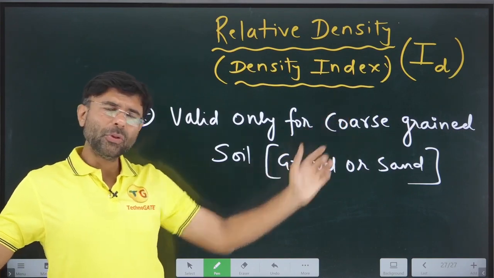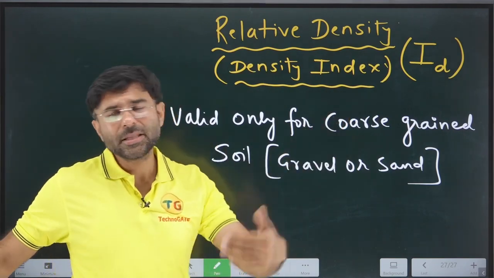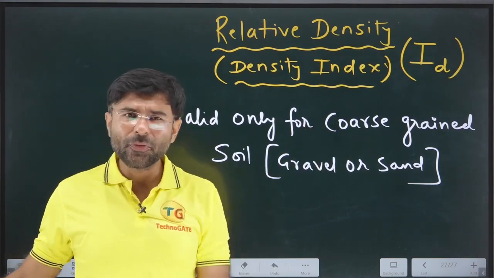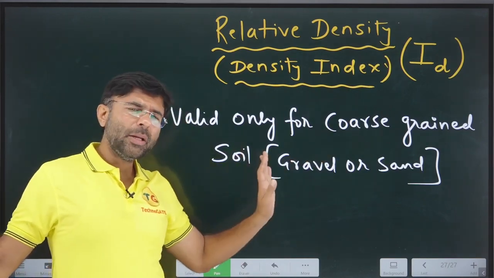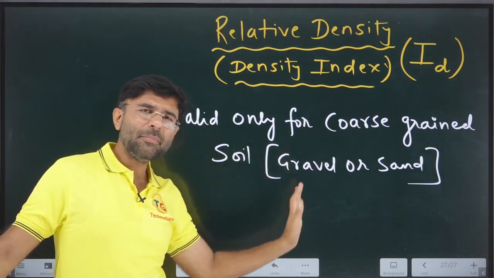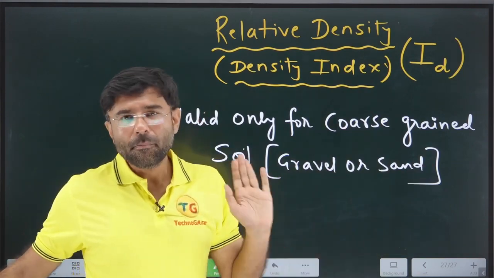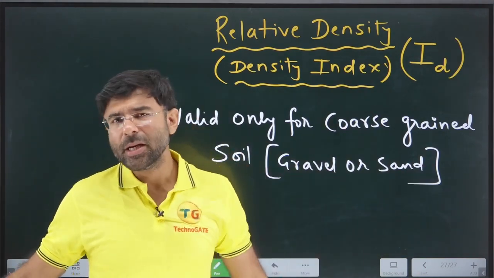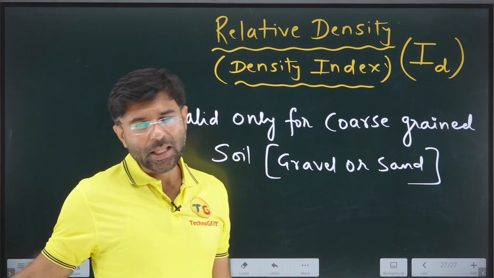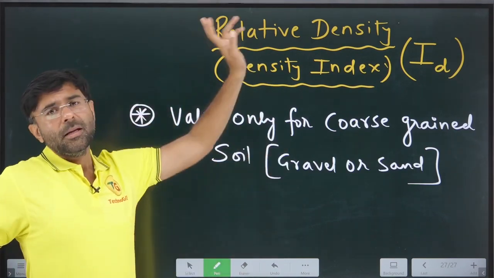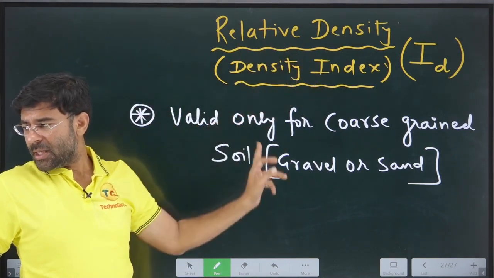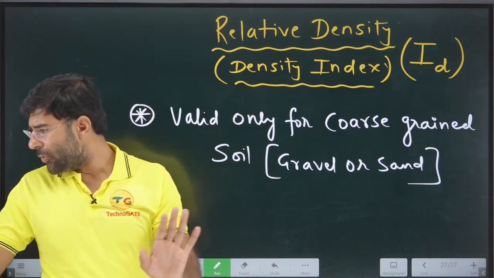The detailed meaning of coarse grained soil will be discussed in the next chapter, that is soil classification. As of now, you must know that coarse grained soil simply means gravel or sand. But the exact meaning of coarse grained soil will be discussed in the chapter of soil classification. So the first thing, the property of relative density is valid only for coarse grained soil.